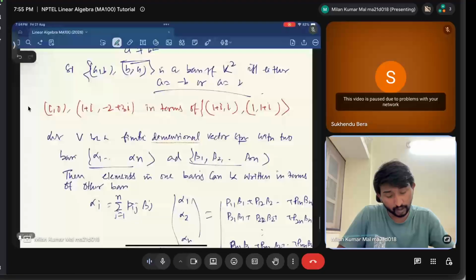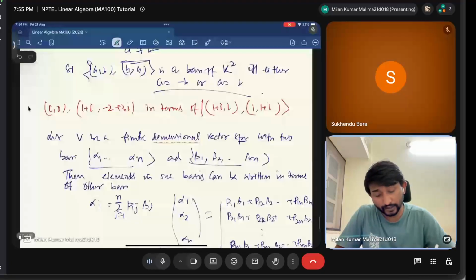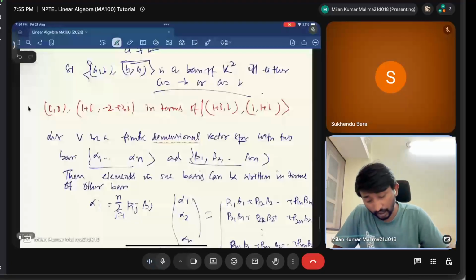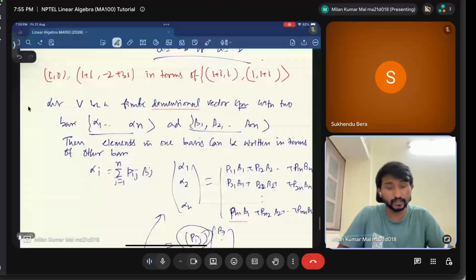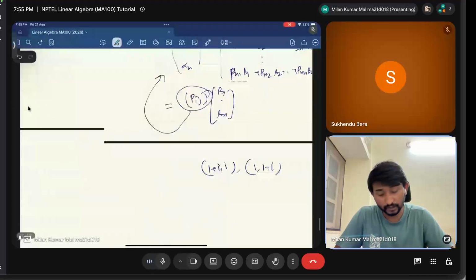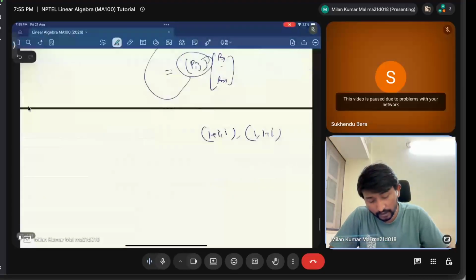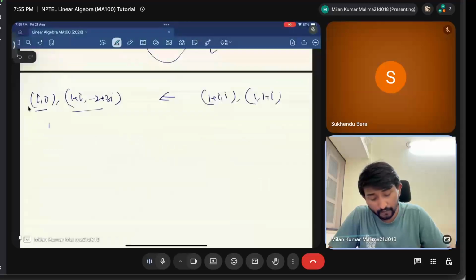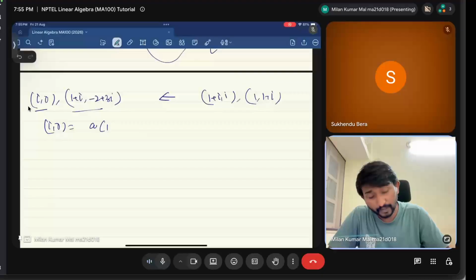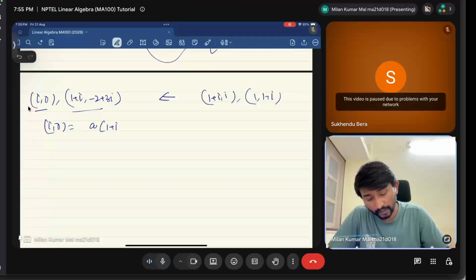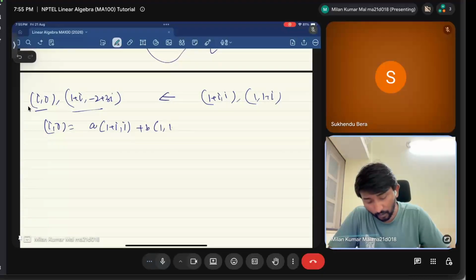1 comma 1 plus i, 1 plus i comma i, and I have to write i comma 0 and 1 plus i comma minus 2 plus 3i, I have to write this and this in terms of this. So let's write i comma 0. Let's take this equal to a of 1 plus i comma i plus b of 1 comma 1 plus i, and let's take 1 plus i comma minus 2 plus 3i.